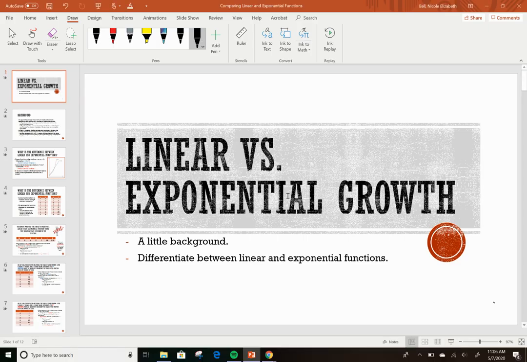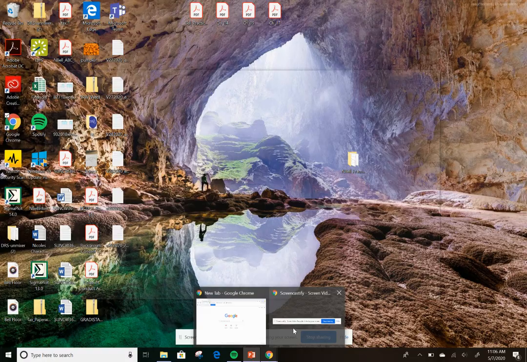All right. I hope that this helped a little bit. We're going to do some practice with linear versus exponential, and hopefully our understanding has improved.